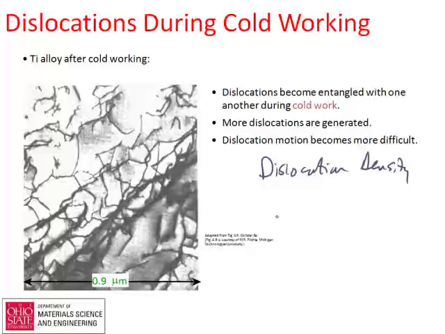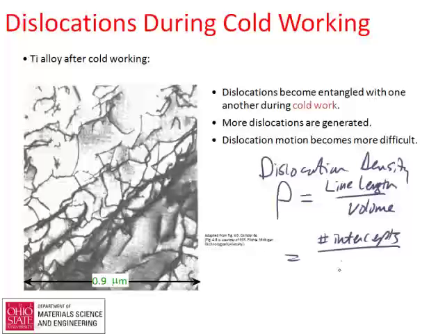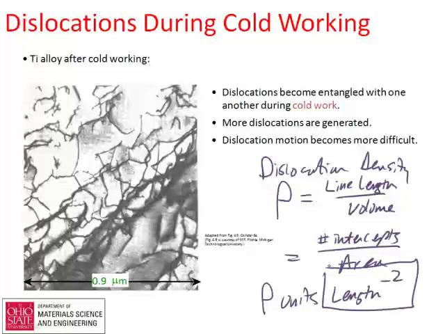Engineers usually aren't creative people. Usually for density we use rho. We use it for physical density, grams per cc. We also use it for dislocation density. And usually that can be shown as line length per volume. It can also sometimes be seen as number of intercepts per area. In either case, the units are length to the -2, for example, number of dislocations per square centimeter, or square millimeter, or square micron.